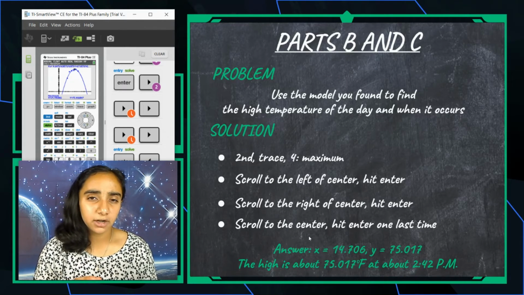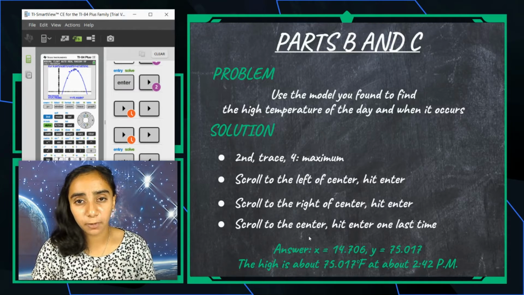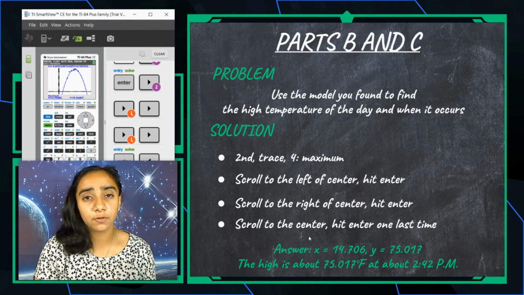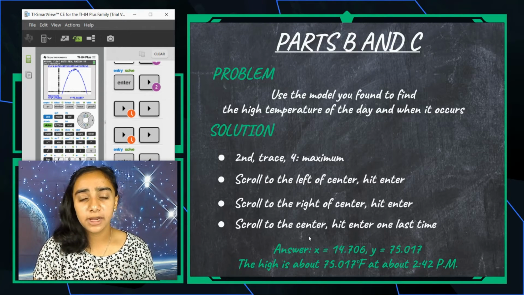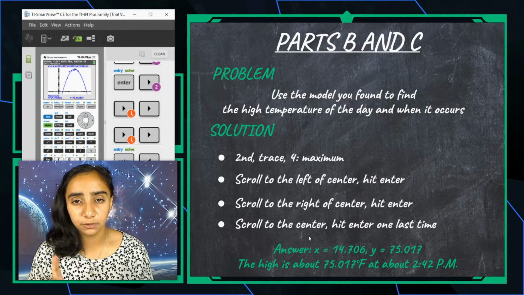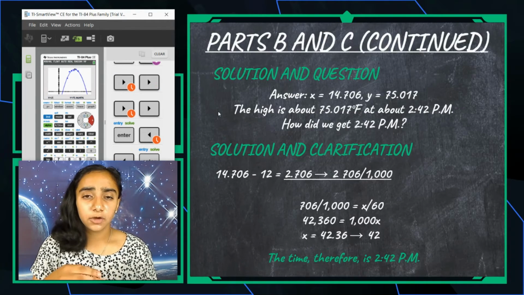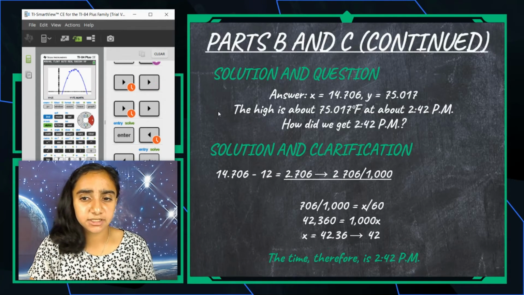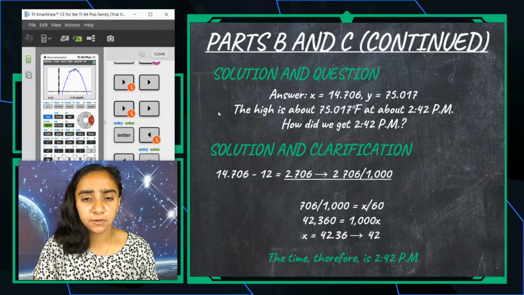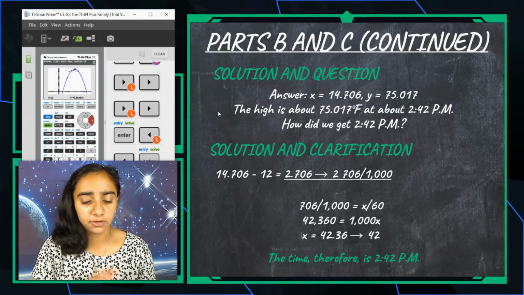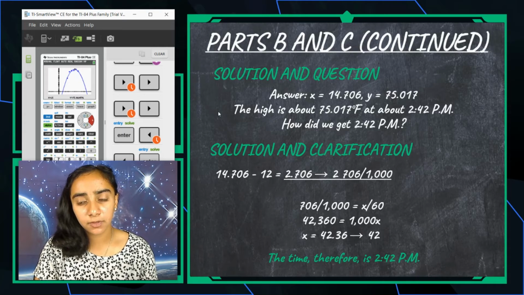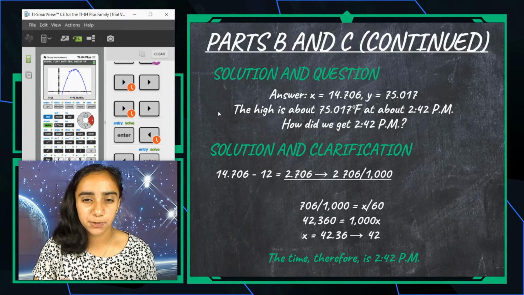You might understand how I got the 2 o'clock part, but you might not understand how I got the 42 minutes part. Don't worry, I'm going to show you that on the next slide to clarify how I got the 42 minutes. Hopefully you understood the rest of the problem. Okay, so we're doing parts B and C continued. If you understood how I got the high temperature and the hour, that's good. If you didn't understand how I got the minutes, that's also fine. I'll be showing you on this slide.